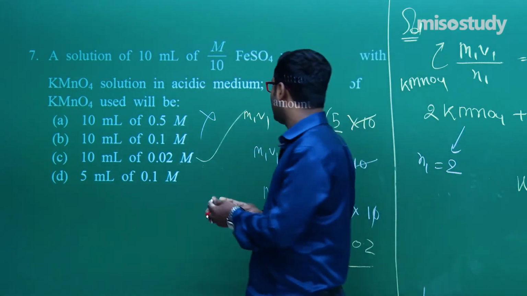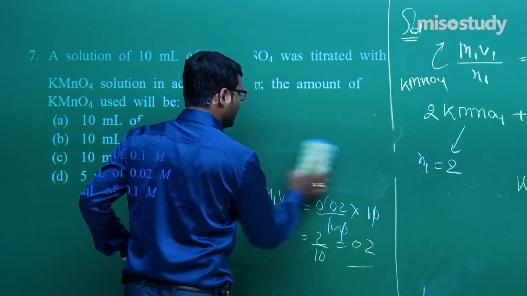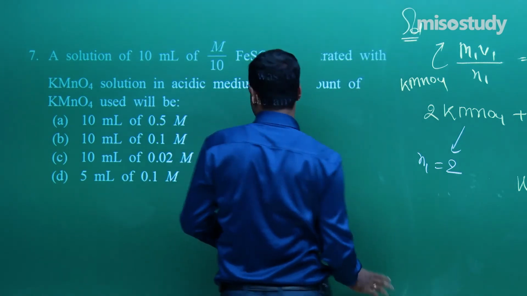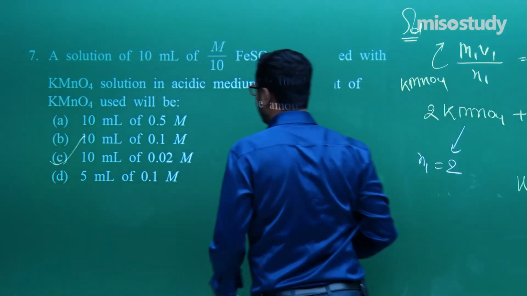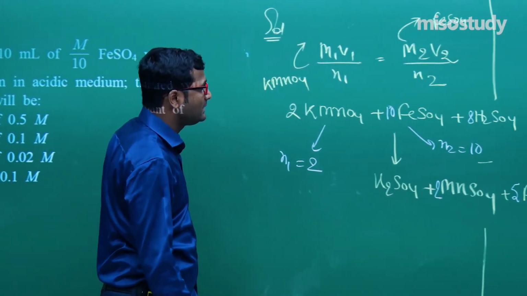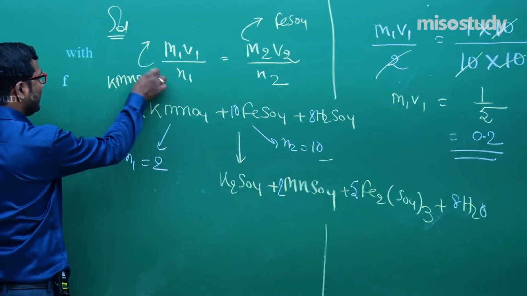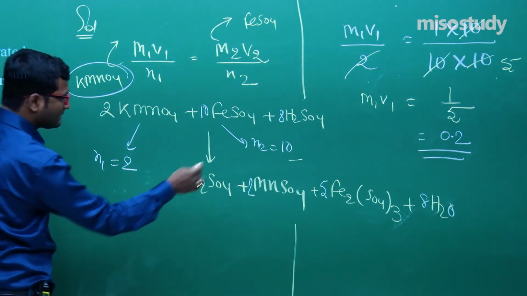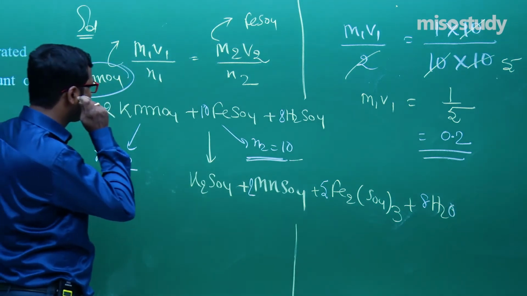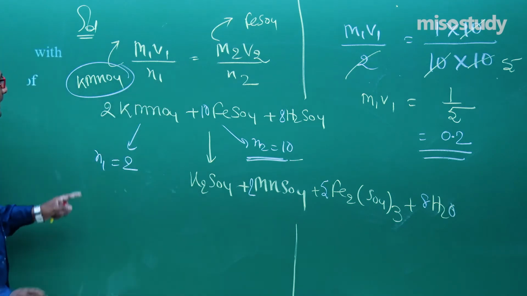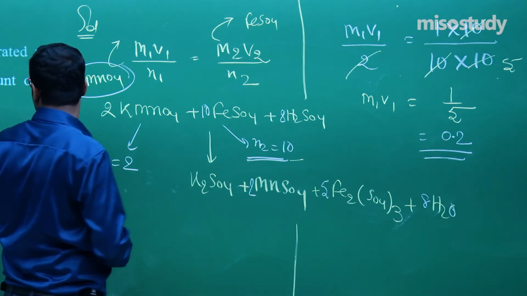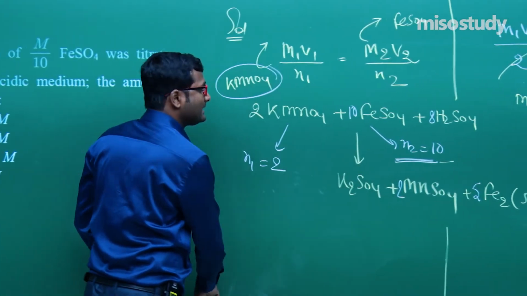Clear to you? Now look at the question again. Look at the solution. It is very simple. For this question, C is the correct option. That is this 10 ml of 0.02 molar. Check out the question. I think now you can easily solve. M1V1, this is for KMnO4. Complete balanced reaction. Check out the balancing again. If you have any doubt about what I'm telling, you can easily approach me. Now this is the question. N1 is 2, N2 is 10. Now put this value, what do we get? M1V1 is equal to 1 upon 5. So for this question, C is the correct option.